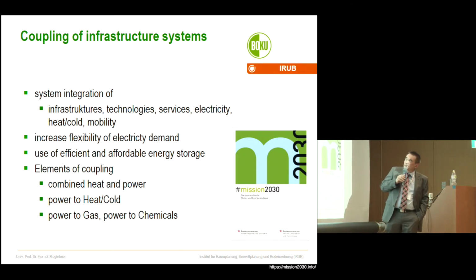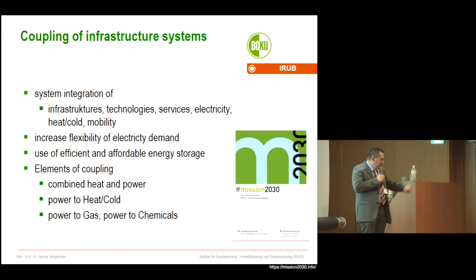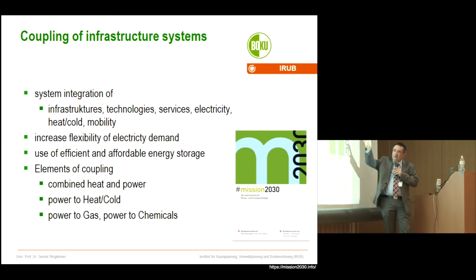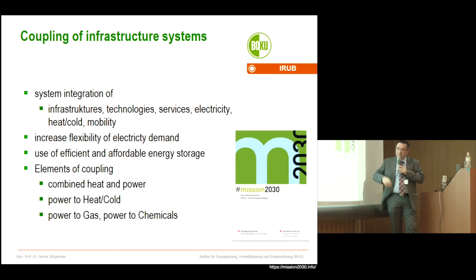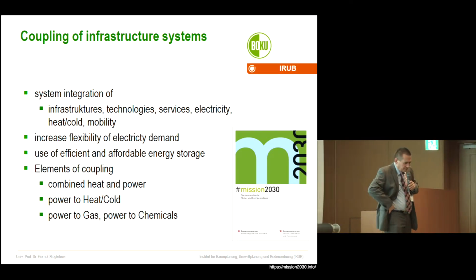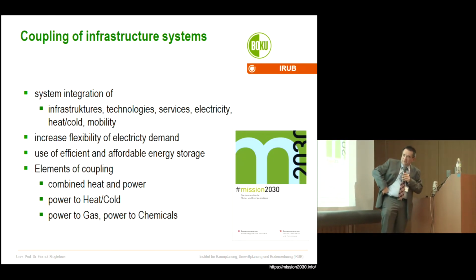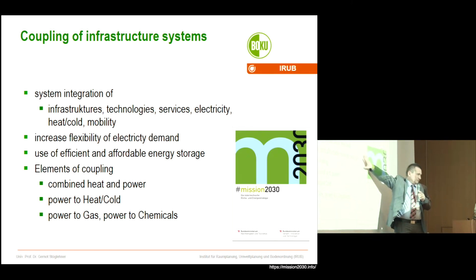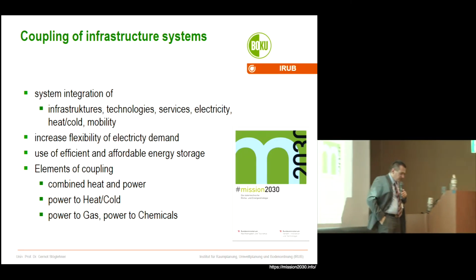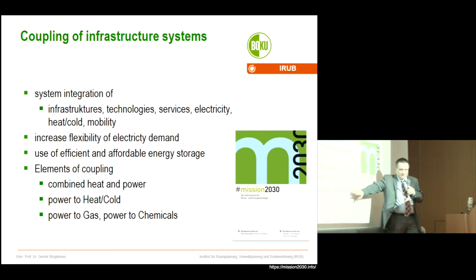Now what is very important as well is the question of coupling of infrastructure systems. This is something we have already heard in your presentation in the morning, and it's something that we really need to make the energy transition: to combine infrastructures, technologies, services, electricity, heat, cold, mobility, also to flexibilize the electricity demand over time. This is very important. Of course, we also have to integrate energy storage, but this is not developed to market prices so far. So the first thing to do is to start with combined heat and power, to do something about power to heat, to cold, power to gas, to chemicals, and so on.